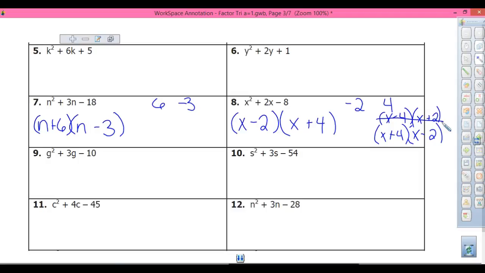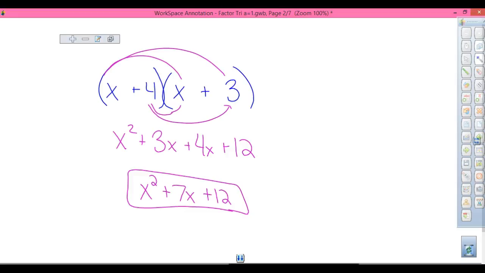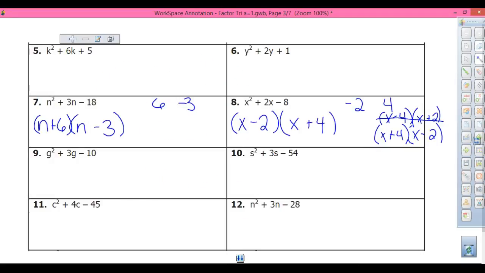You have plus 4x, and then minus 2x. Yep, and then minus 8. Yep. So you would multiply it, Sam, just like we did on this page right here. Okay? Caitlin, what do you use?